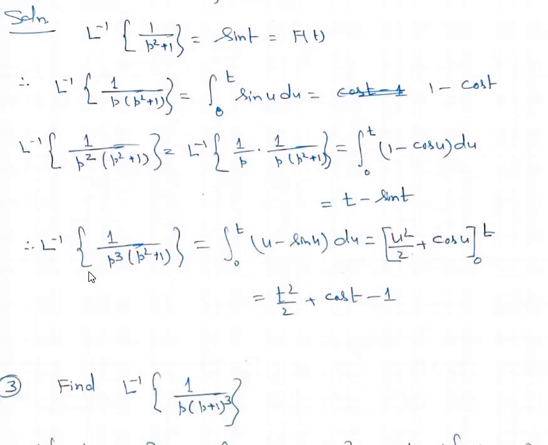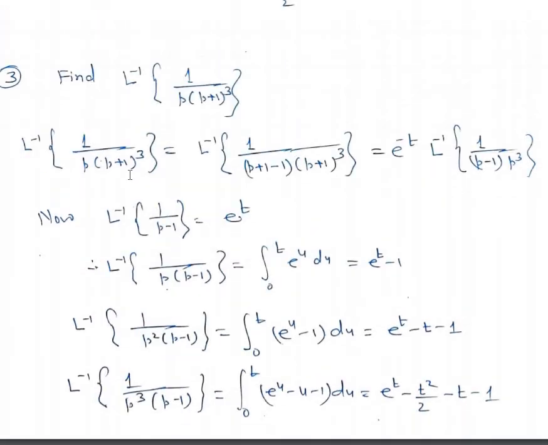And finally L inverse of 1 upon p cube into p square plus 1 is integral 0 to t f of u. Now what will be f of u here, because f of t here is t minus sin t, so f of u is u minus sin u and then du. Integral of u is u square upon 2, integral of sin u is minus cos u, minus minus becomes plus, limit 0 to t. Put the limits, we get the answer as t square upon 2 plus cos t minus 1.